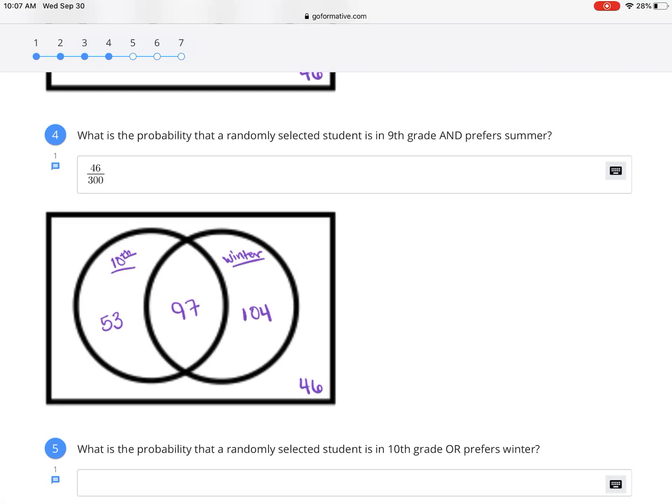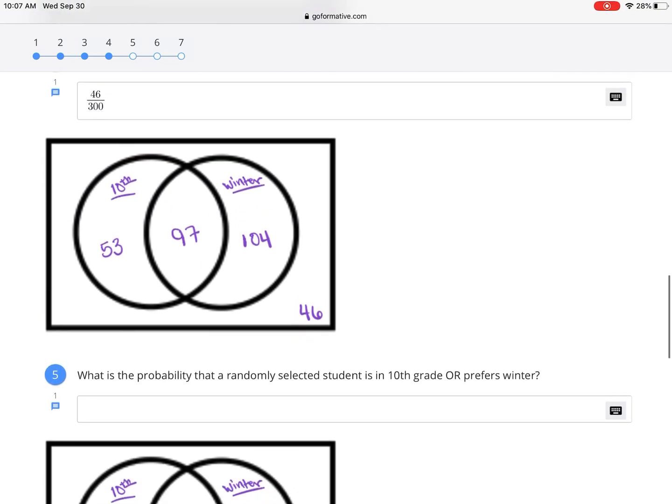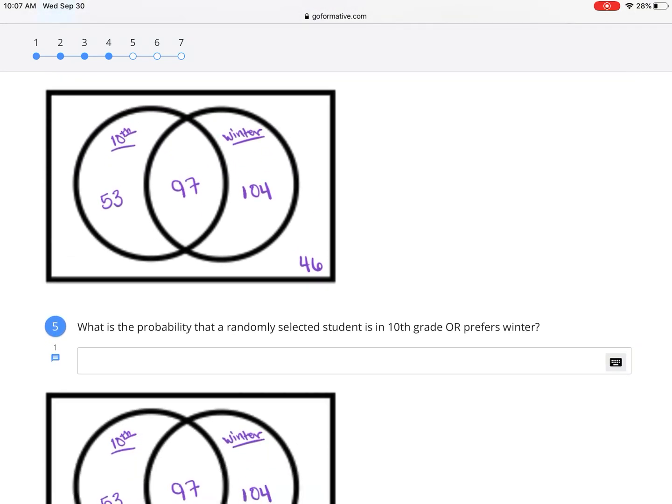Again, just remembering that the number in the corner is the opposite of the two things in the circle, because there's always four things going on in these problems, okay? There's 9th grade, 10th grade, winter and summer, and all of them are represented somehow in the two circles. Number 5, what's the probability that a randomly selected student is in 10th grade or prefers winter?